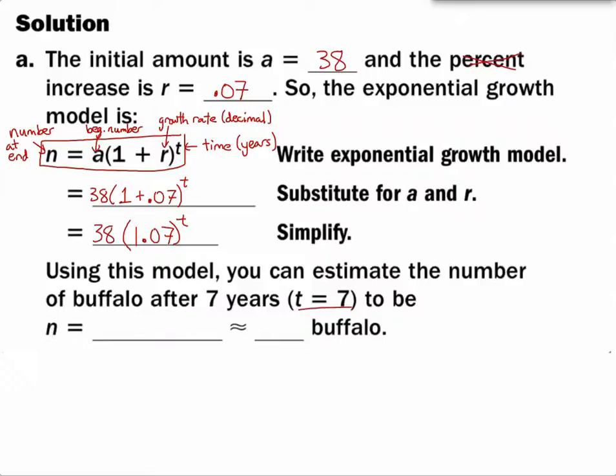And after 7 years, you have 38 times 1.07 to the 7. And that's about 61 buffalo. Now, of course, that's not exactly 61 buffalo. You might have an extra tail or be missing a hoof, but you go to the nearest whole number because that's the only thing that really makes sense here. All right, that's part A.